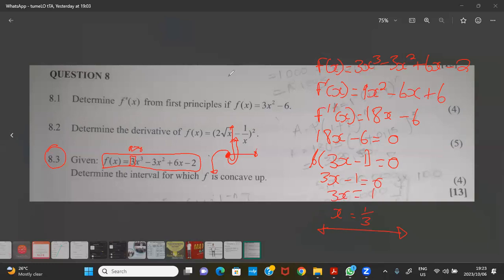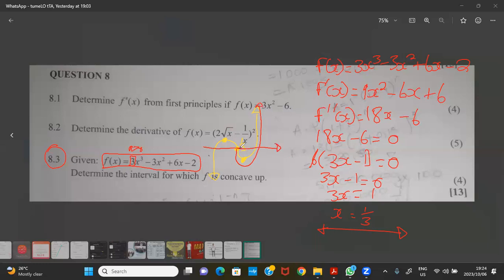Going back to the drawing, let me show it properly. That's how our graph will look because our A is positive. The point of inflection is exactly in the middle of your two turning points. So here I have my 1/3. To get a concave up, it's here going to the right, because I'm going down a bit, then up all the way.